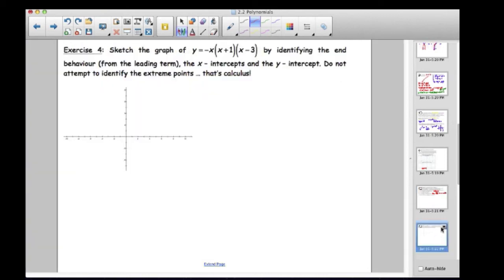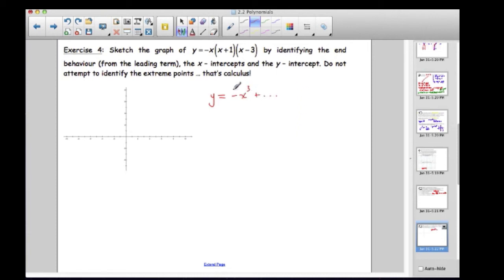In the next exercise, let's sketch the graph of this function by identifying the end behavior, the x-intercepts, and the y-intercept. It is not going to be possible for most polynomials for us to identify the maximum or the minimum points on the graph, and so let's not even try to do that. We'll just approximate it, and to find out exactly where those max and min y values are and what x coordinates produce them, well, that's calculus. What we want to notice here then is if we were to expand this, we would get y equals negative x cubed plus some lower ordered terms.